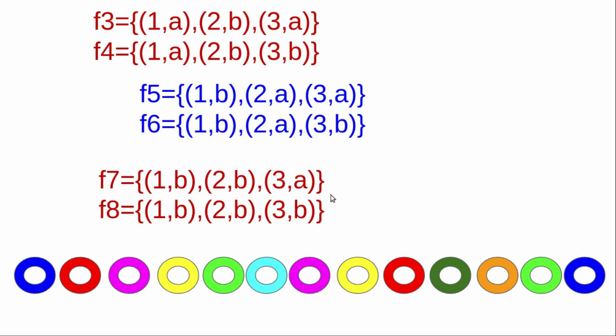That is order of B raised to order of A. So number of functions from a finite set A to a finite set B is order of B raised to order of A. Thank you.